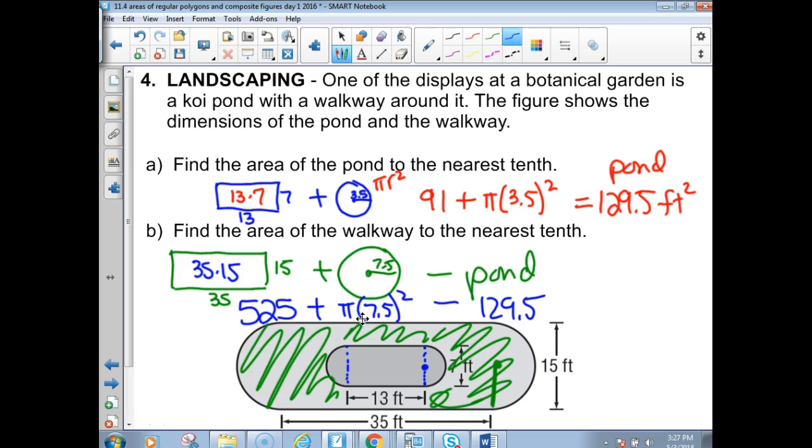All right, so here's your calculation. 525 plus pi times 7.5 squared minus 129.5.